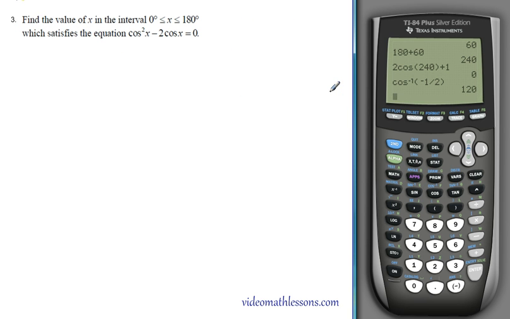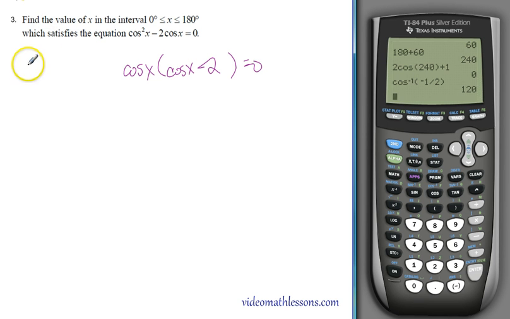Okay, now the problems get a little more complicated. Find the value of x in the interval from 0 to 180, so quadrants 1 or 2, that satisfy this equation. Cosine squared x minus 2 cosine x equals 0. Now, this is a quadratic because it's a square. I could use the formula or factor it. I could even complete the square in it, but that's overkill. I'm looking at this. I got 2 spots. This is a greatest common factor. I'm going to take out a cosine x from both parts, and I'm going to get cosine x minus 2.